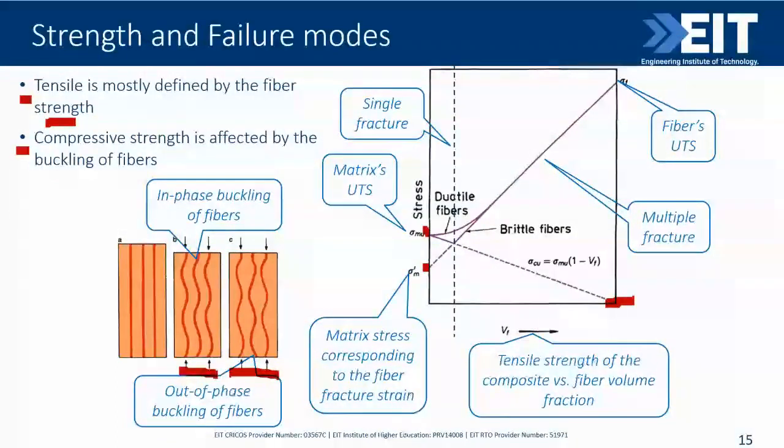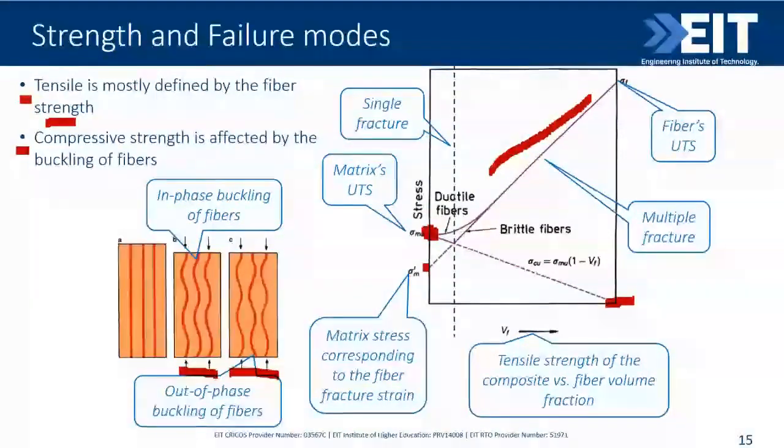So the matrix volume fraction is 0, right? Which is opposite at this point. From this point, the strength is provided by the matrix. So when we increase the fiber volume, the strength is increasing, and a larger stress is transferred to the matrix every time a fiber fails. So if the matrix can carry it, we will see multiple fractures in this zone.